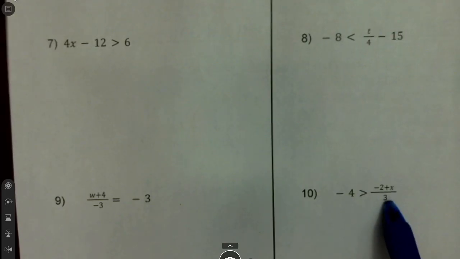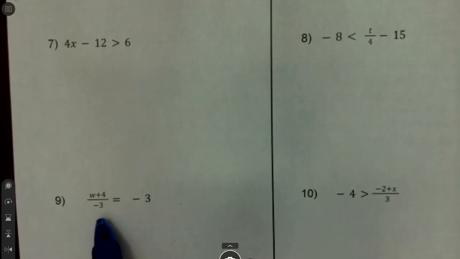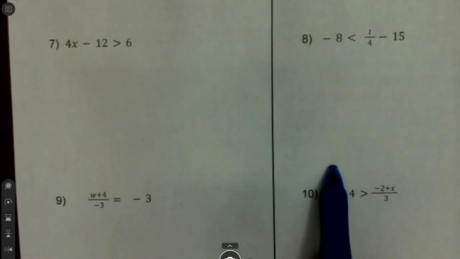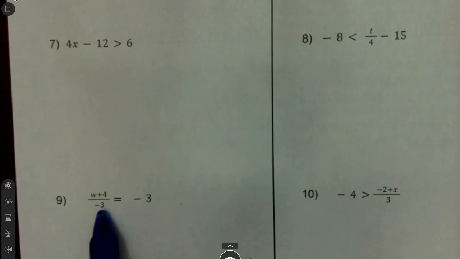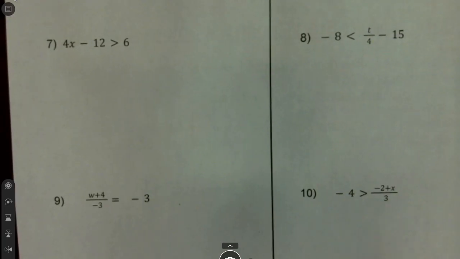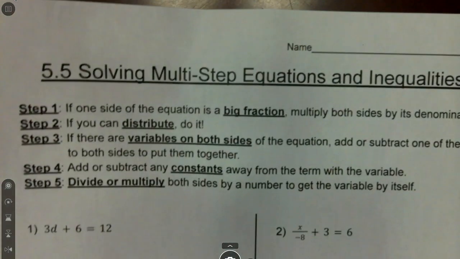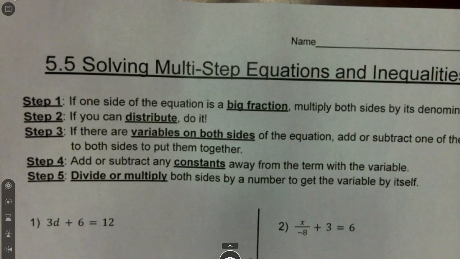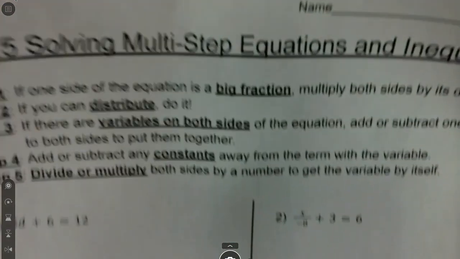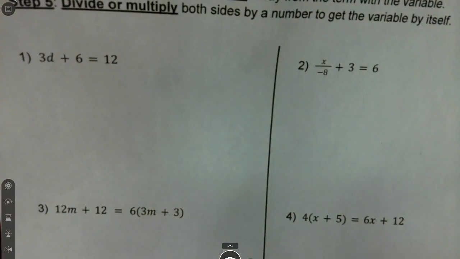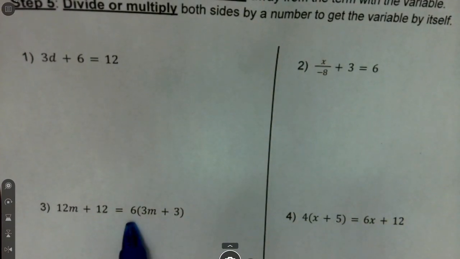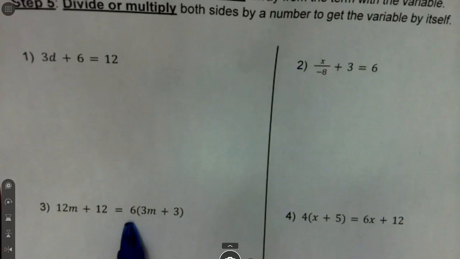So it's when you have a big fraction like that that takes up a whole side that your first step is to multiply both sides by the denominator. So in this case, -3, in this case, +3. Okay, step 2, if you can distribute, do it. You'll see that down here in 3 and 4, we've got some parentheses with a number out front, so that tells us we need to distribute.